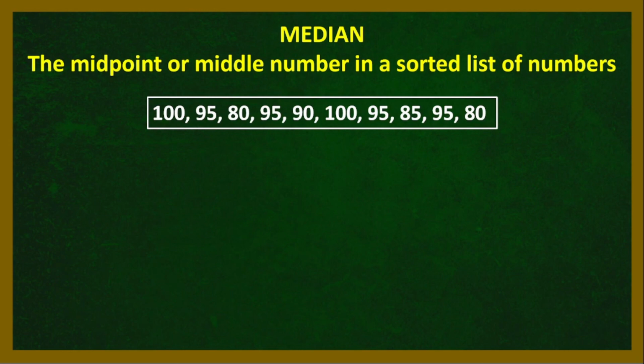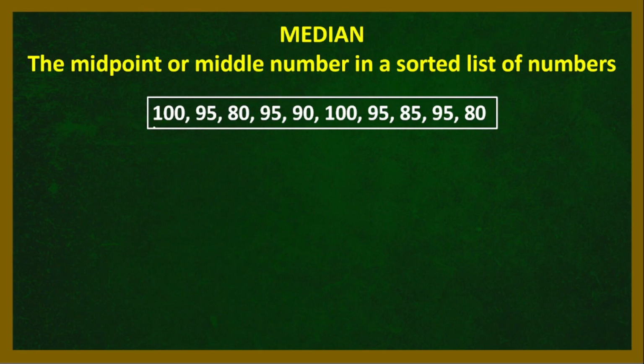All right, we have our median. So the definition of median is the midpoint or middle number in a sorted list of numbers. So looking at our 10 numbers here, we can see that they are in no specific order. So they're not sorted. So what we're going to do is sort this list of numbers. Now to find the median, you can sort it in ascending order, which is from least to greatest, which is what we normally do. Or you can also sort it in descending order, from the largest value number to the least value. But we're going to sort it in ascending order.